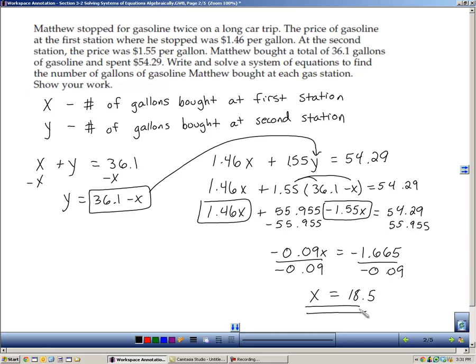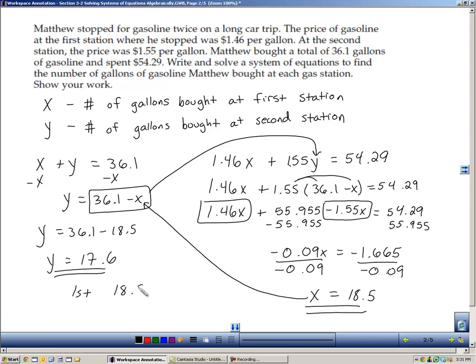And now the easiest way to find the number of gallons at the second station is take that x and substitute it back into the second equation. So because this is a real world problem, it's not necessarily an ordered pair. We would say first station is 18.5 gallons. And the second station, 17.6 gallons.